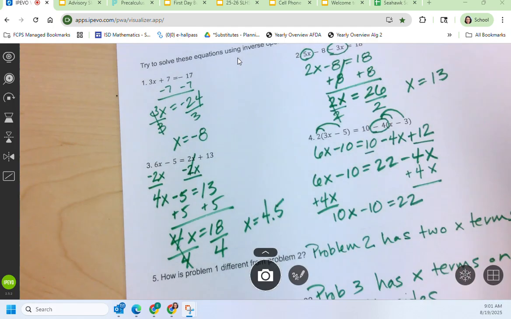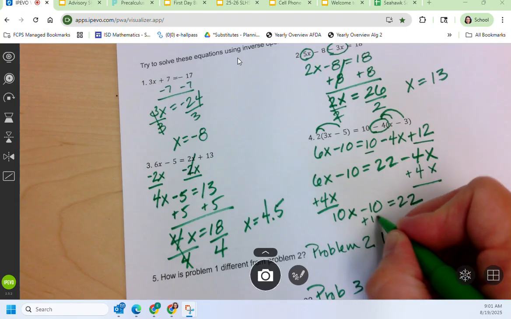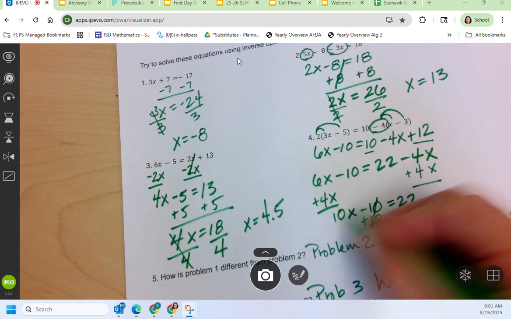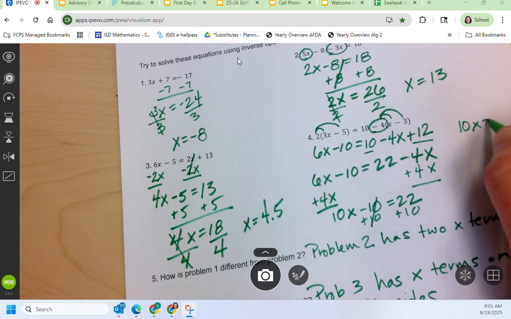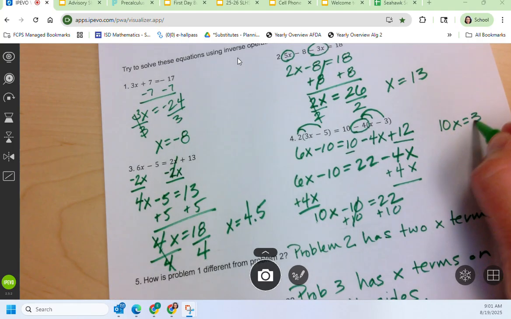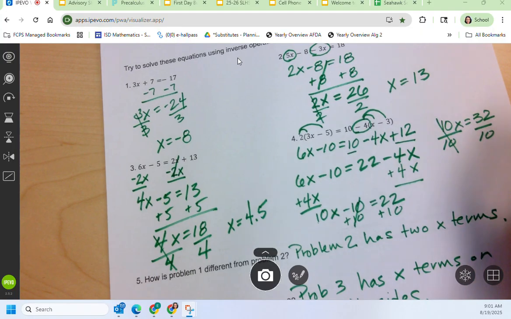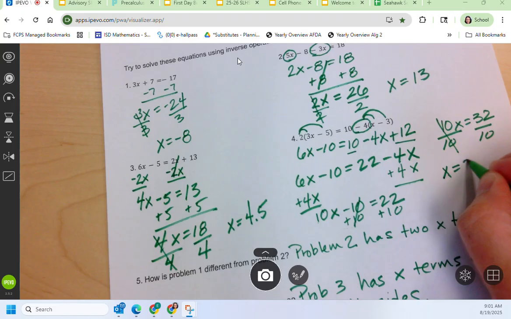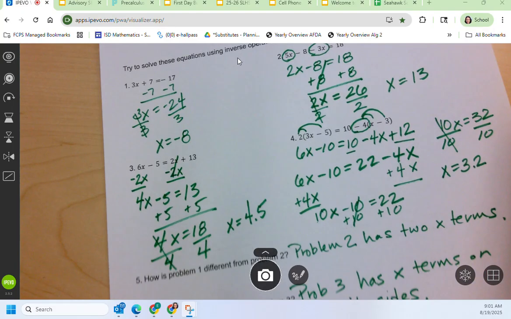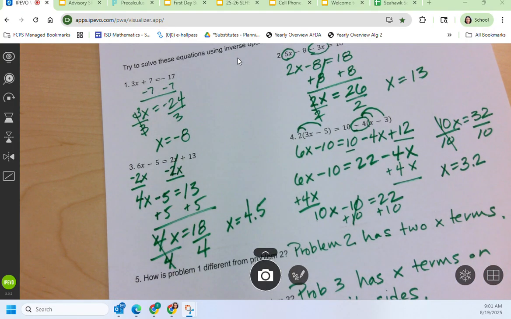And now it looks like the first problem again. So you can add 10. I get 10x equals 32. And then you're going to divide it. And you can either make a simplified fraction or you can make a decimal, 3.2. Questions? Okay. I'm going to leave that up, but I'm also going to look at the problems on the bottom.